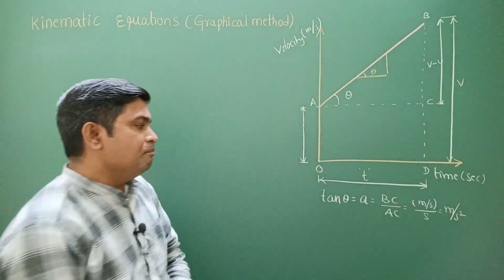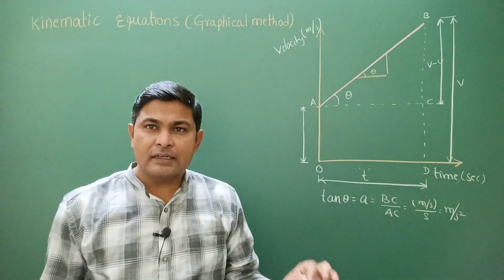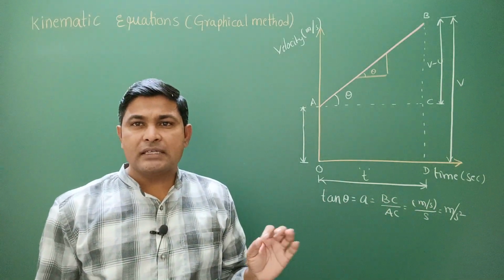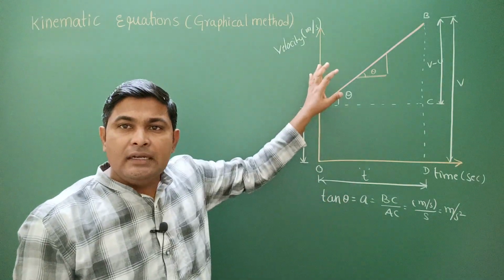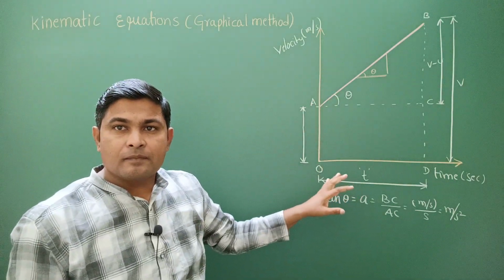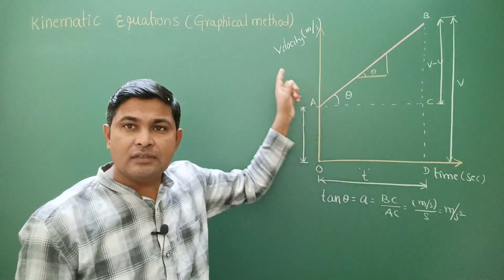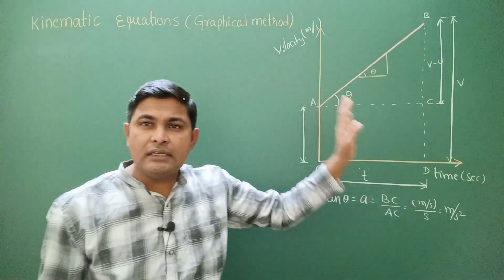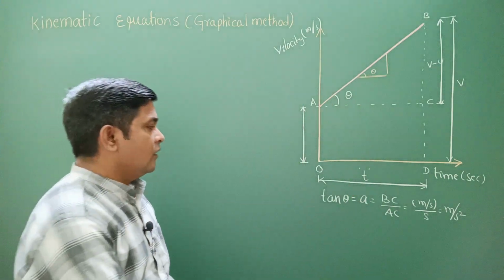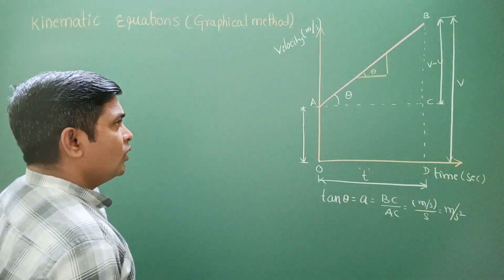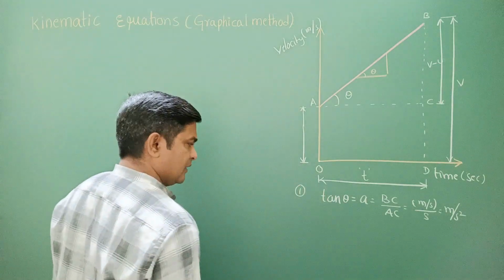So what is the physical quantity in kinematics with meters per second square? We can understand very clearly that it is acceleration. So theta is going to give us what? Acceleration on the VT graph, because we have taken the velocity time graph for deriving the kinematic equations. Now this is one we got. So what is going to be the area? Number 1, you understood what comes when we calculate the slope.